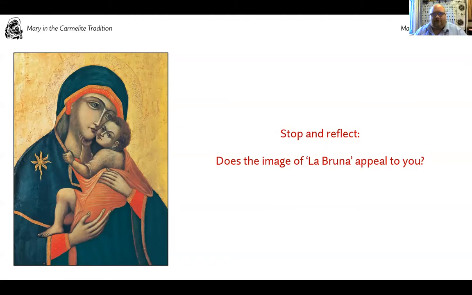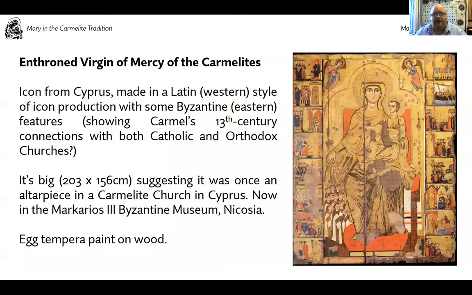The second icon I'd like to show you from our early history is quite different and very interesting, because it's only recently been restored and has helped us to know a lot more about the early years of the Carmelites as we spread from Mount Carmel to Europe and beyond. The official title of this icon is the Enthroned Virgin of Mercy of the Carmelites. Bit of a mouthful.